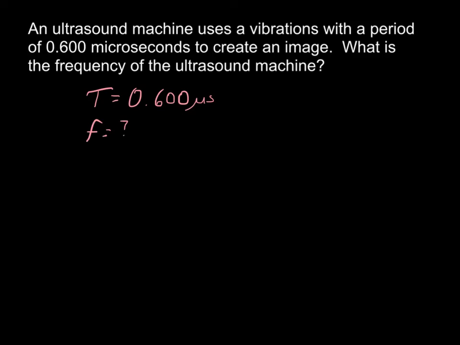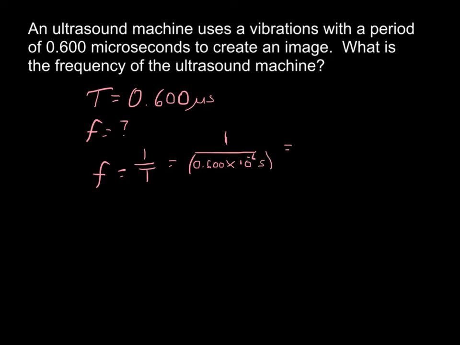Okay. Well, we have our relationship there that frequency is 1 over period. The only thing we have to be careful of is our units, right? 1 is easy, but we have microseconds here. So remember, micro means times 10 to the minus 6. So we'd say 0.600 times 10 to the negative 6th seconds, so that's in units of seconds.